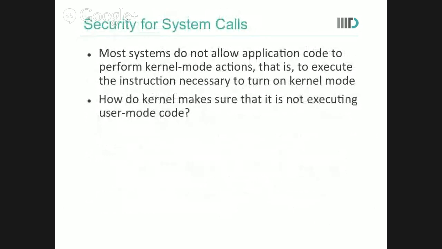Most systems do not allow application level code to perform kernel mode or privileged mode actions. They have to use system calls. Can you tell me how application level code is not able to execute privileged code? This is a general knowledge question, and I'm not going to teach you much about this right now. My question to you is, how is the app not able to execute any privileged mode operation?